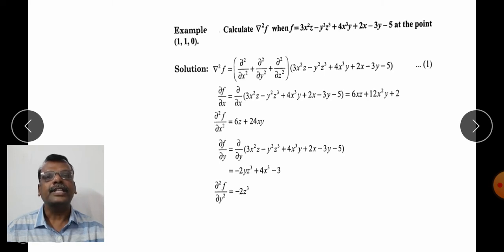Again with respect to y, dou f by dou y is equal to dou by dou y of 3x square z minus y square z cubed plus 4x cubed y plus 2x minus 3y minus 5. That is equal to minus 2yz cubed plus 4x cubed minus 3. Again differentiating partially with respect to y, dou square f by dou y square is equal to minus 2z cubed.